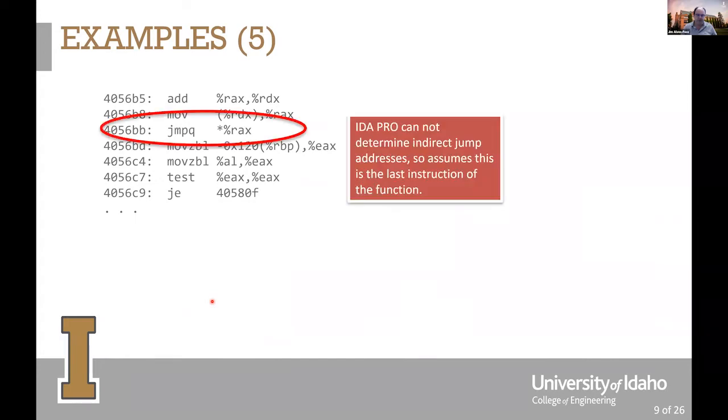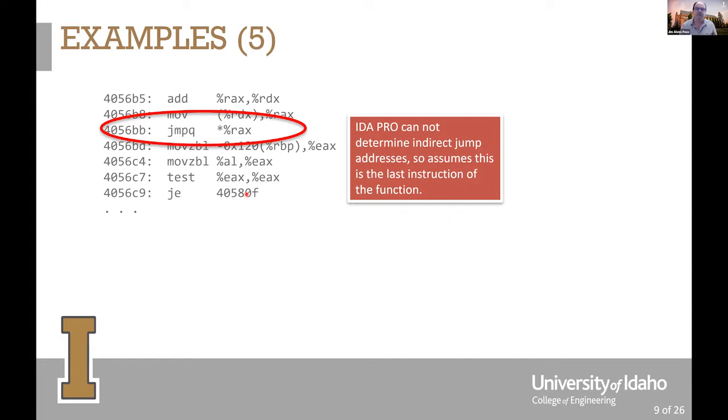Here's another example where we have a star RAX as a jump pointer. So this contains the address. You dereference the contents in this address and jump to that. Commonly used in switch statements. So you have switch case statements, case 1, case 2, case 3. Compilers generate a lookup table, calculate it, and use the jump pointer in that lookup table to figure out where to jump to. IDA Pro couldn't figure that out, so it figured it must be the end of the function.